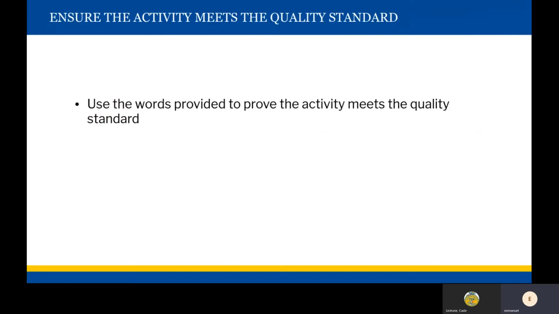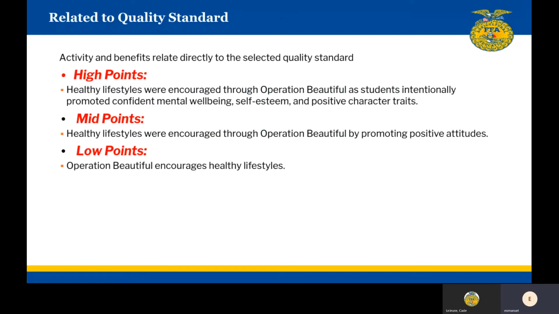And then ensure that the activity meets the quality standard. This is so important because you can lose points on pretty much every section in that rubric if the judge really wants to, if you don't meet the quality standard. So use the words provided to prove the activity meets the quality standard. Those quality standard descriptions are given to you for a reason. They want you to use them. Like when we were doing national judging, if you didn't use the words for the quality standard, you were not getting the high points, which is kind of redundant, but at the same time, it's less work for you because you're using the wording that they already gave you.